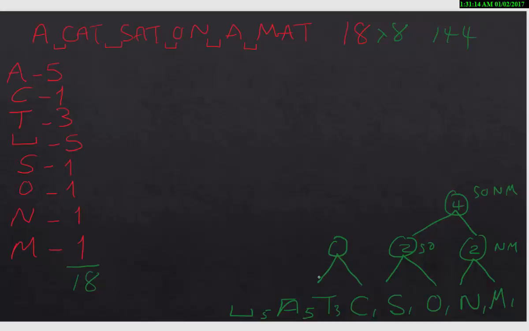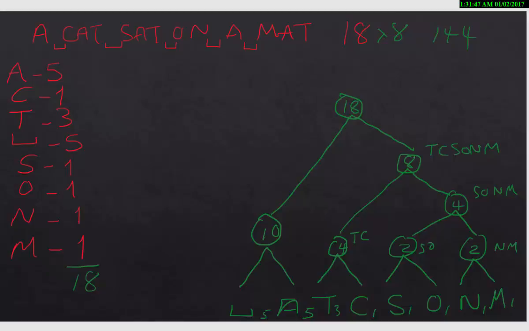Once you've done a few of these, you'll get quite quick. Remember, it's a binary tree, so we only have 2 branches per node. So this now is TCSONM, and that adds up to 8. And we still have 10 to go, and that gives us these 2 here. So just these 2 nodes here are providing us with 10 of the values, which is quite good. You can already see a decent compression with this.